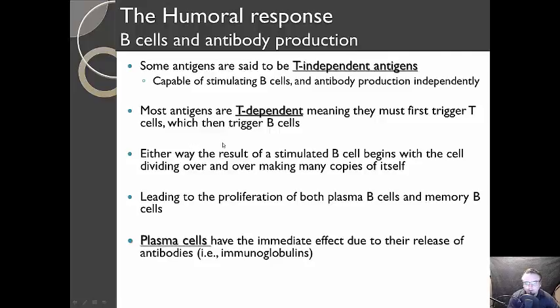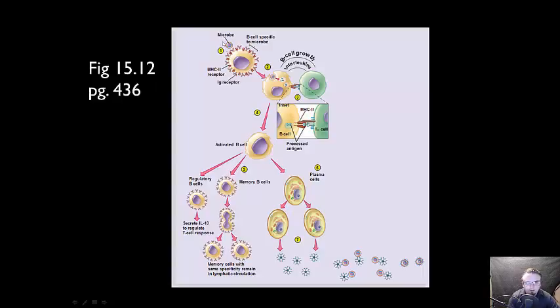But either way, what ends up happening is the B cells start to proliferate and make copies of themselves just like the T cells did. So the expansion. And one of the things that happens when the B cells start dividing and making copies is they're going to produce memory cells along with plasma cells. Now it's also showing regulatory cells, and that's another different aspect of the immune system.